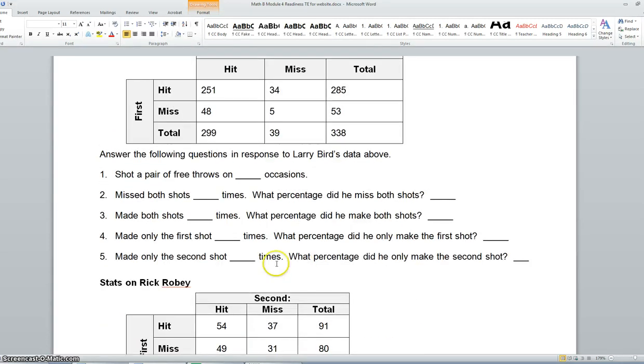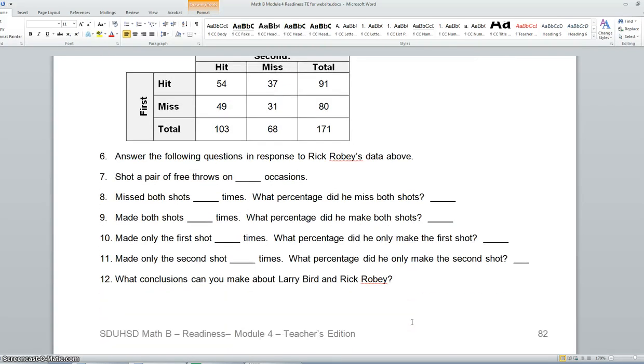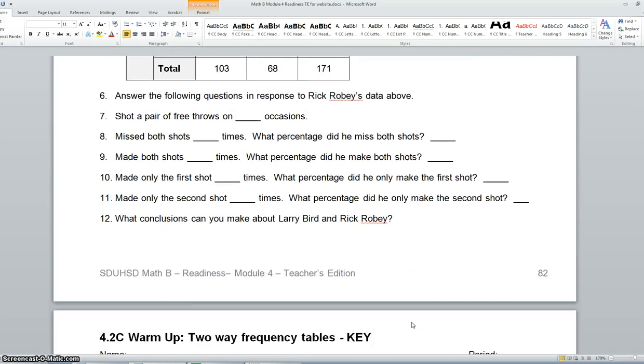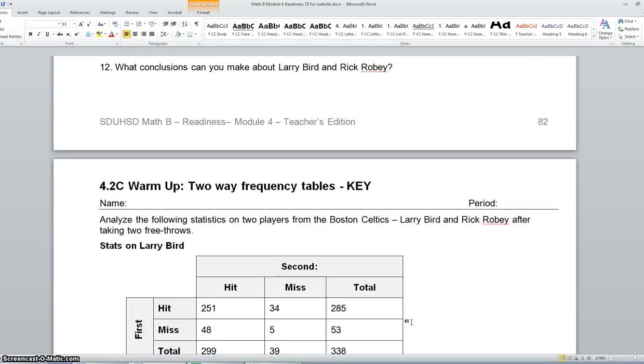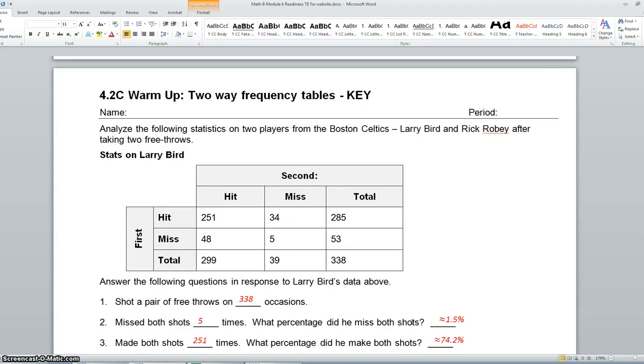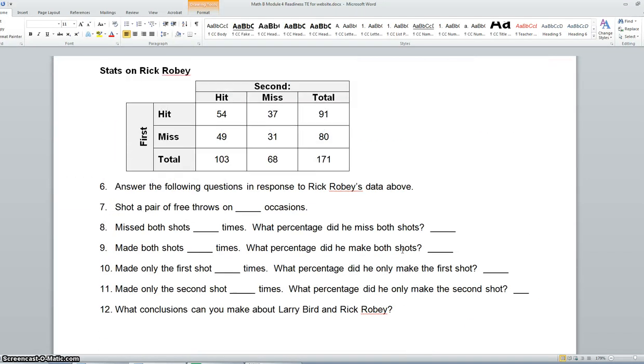Sorry, I'm scrolling back and forth here, but it's the only way to do this. Made both shots how many times? So that's hit. So that's the number of hits divided by the total, the part divided by the whole. If you make it a percent, take the top divided by the bottom, move the decimal twice, you've got 74%. It's a pretty good free throw shooter, isn't it? 74%. Okay, let me scroll up and get the next question, number 4.